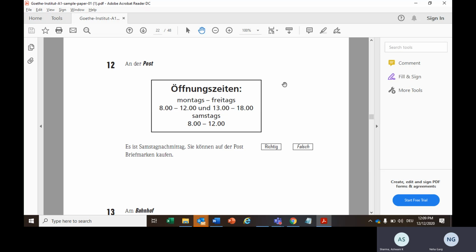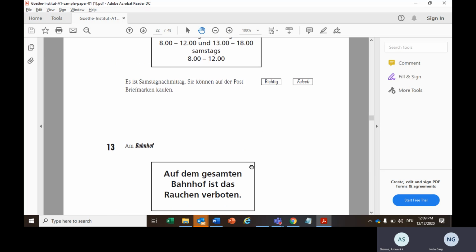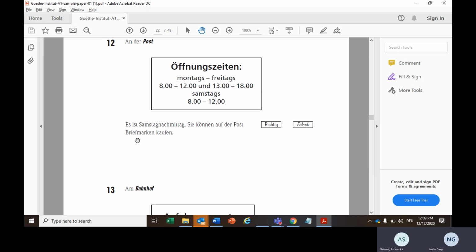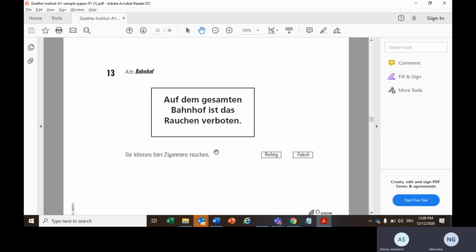So richtig oder falsch? False. Right, because at that time the post office will be closed. On Saturday it opens till 12 o'clock. And what is Briefmarken? Stamps, letter stamps. Okay. Next one.